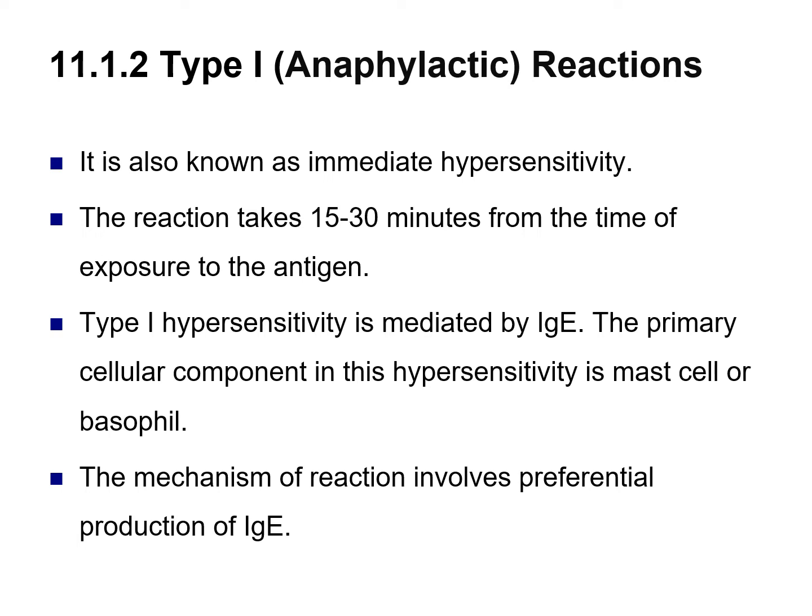Type 1 or anaphylactic reaction is also known as immediate hypersensitivity for obvious reason because it can develop within 15 to 30 minutes after exposure to the allergen. This is mediated by IgE, and the primary component is the mast cell or the basophil. The mechanism of reaction involves the production of immunoglobulin E.